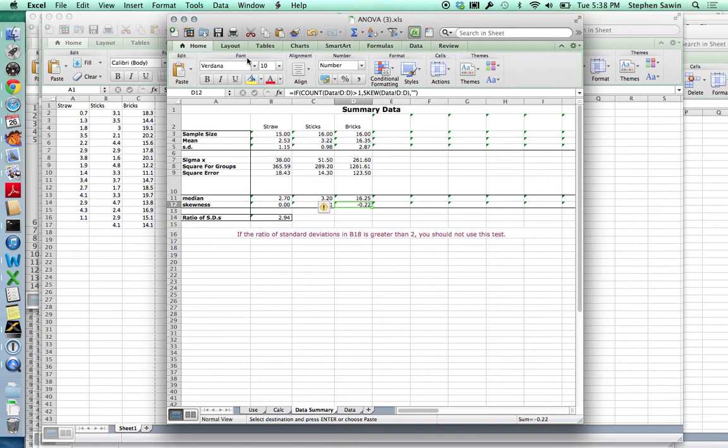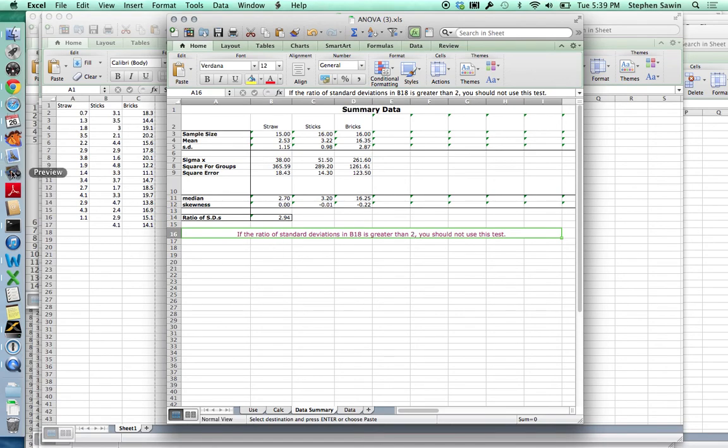And assumption D needs each sample to have at least 5 in it. These are all fine. But it needs the ratio of the biggest standard deviation. So the biggest standard deviation is that of bricks at 2.87. That should be less than twice as big as the smallest, which in this case is sticks at 0.98. In fact, it is almost 3 times as large. So because this number is bigger than 2, it fails that assumption.